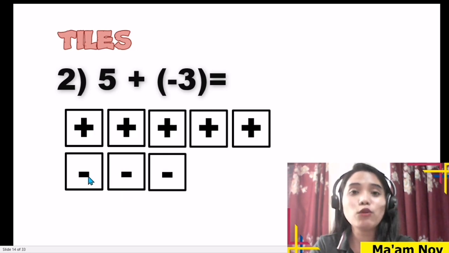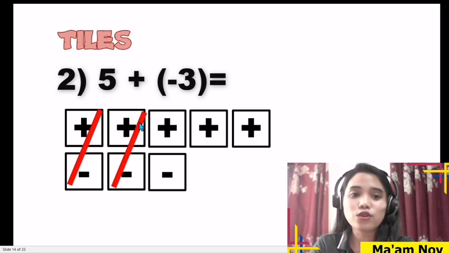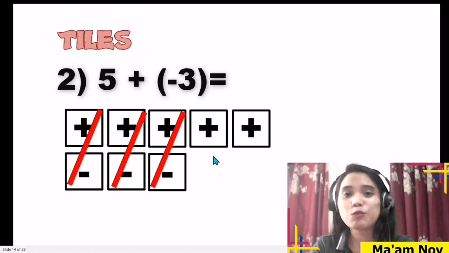And then, sabi ko kanina, kapag nagkadikit si positive and negative, magiging 0. So, 0, 0, 0. How many tiles ang naiwan? 2. Is it a positive or negative? It's positive. So, ang sagot is positive 2.